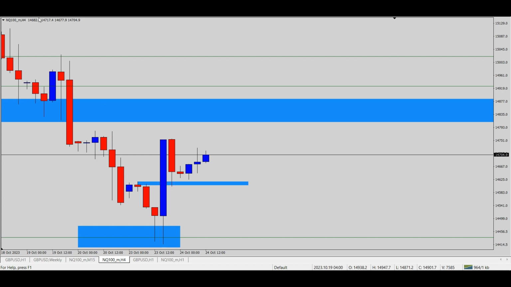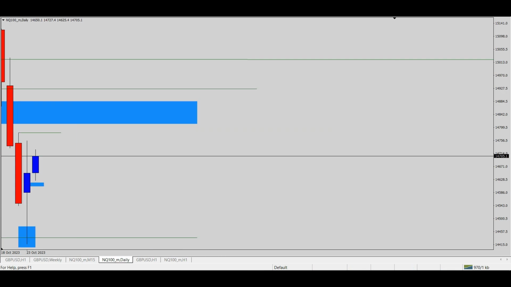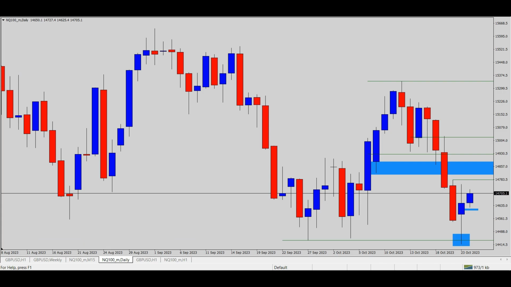And where was I looking to exit? I was looking to exit above this particular high. Now the question is, why did I pick this particular high? Mind you, if you go back to the intermediate time frame, let me bring this back.